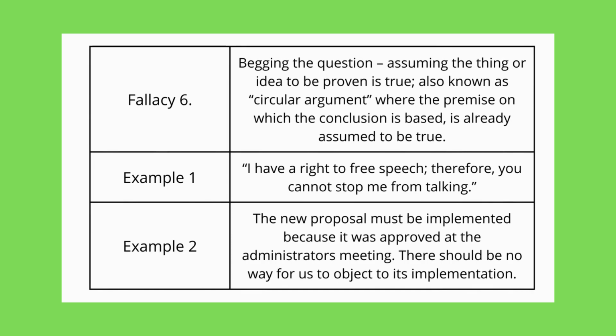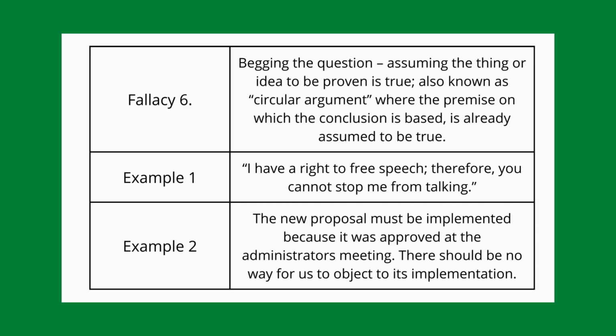Fallacy 6. Begging the question. Assuming the thing or idea to be proven is true, also known as circular argument, where the premise on which the conclusion is based is already assumed to be true. Example 1. I have a right to free speech, therefore you cannot stop me from talking. Example 2. The new proposal must be implemented because it was approved at the administrators' meeting. There should be no way for us to object to its implementation.